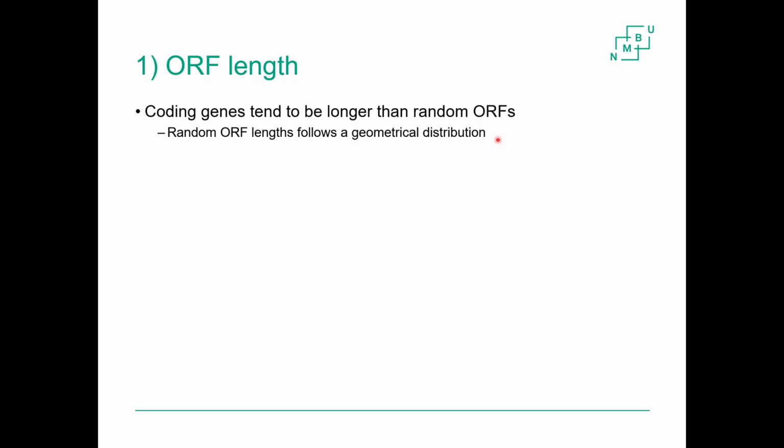So the length of the ORF is like how many codons can I lay down before I see my first stop, right? And that's why it appears to be like a geometrical distribution. However, this depends on the GC content of the genome. Let me show you here.